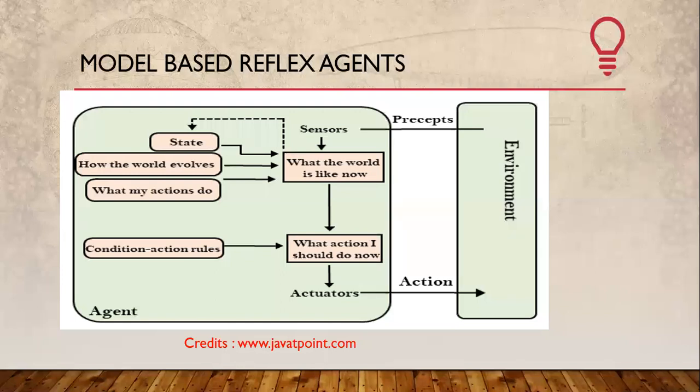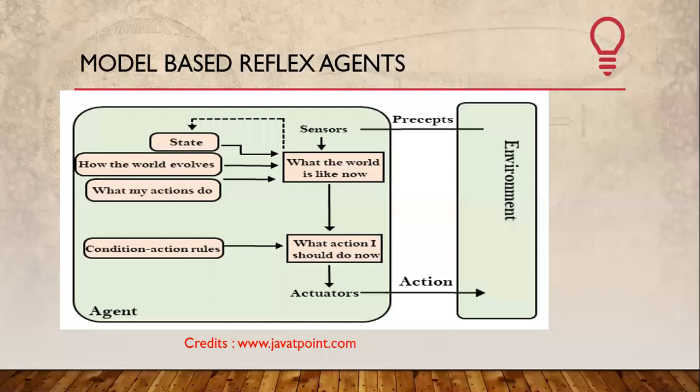So students, the point here is that the percept received from the environment, the current input, does not go as it is to the condition action rules. It is appended with many other things which in turn describe the internal state of the model based agent. So the input is modified by which parameters? It is modified by how the world evolves for the agent, the environment in which it is working, and what its actions are going to do.